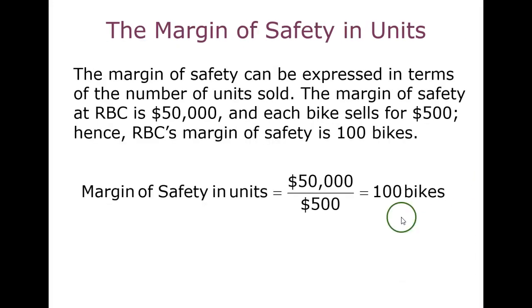You can do this in number of bicycles also. If our margin of safety in sales is $50,000 and our bikes sell for $500 per bike, divide, and so we are 100 bicycles past the break-even point. So in sales, the margin of safety is $50,000. In units, the margin of safety is 100 bikes.